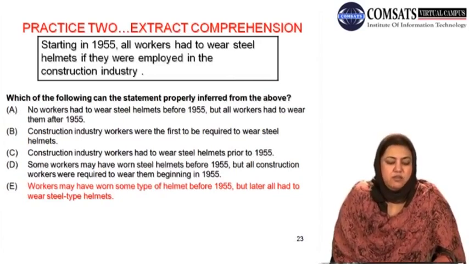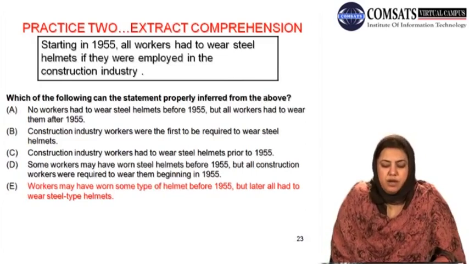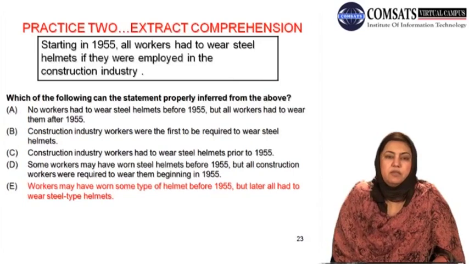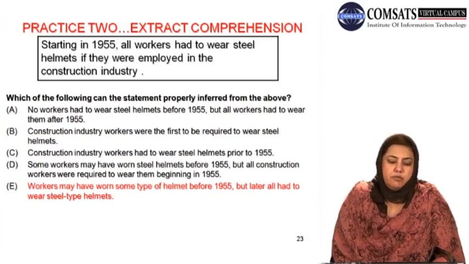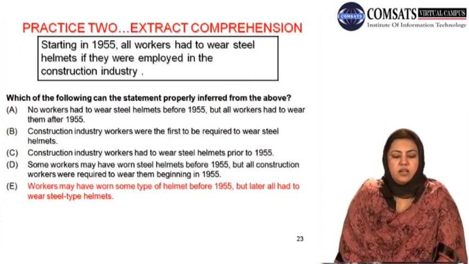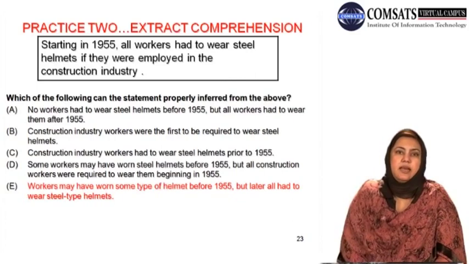Option E is workers may have worn some type of helmets before 1955, but later all had to wear steel type helmets. This is the most suitable option because the sentence specifies all workers had to wear steel helmets if they were to be employed, not any other type of helmets were approved of. So based on this argument, we selected the fifth option, option E, as the correct option.